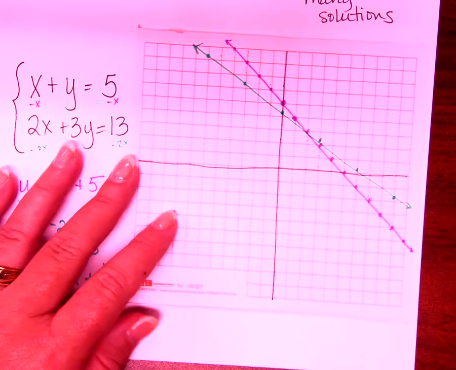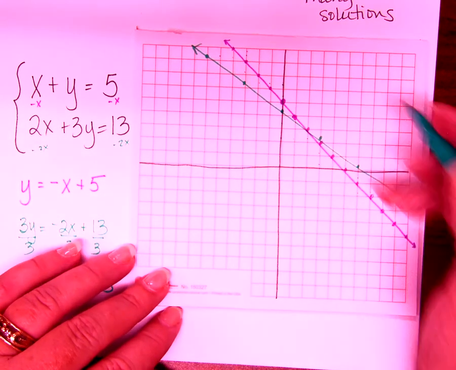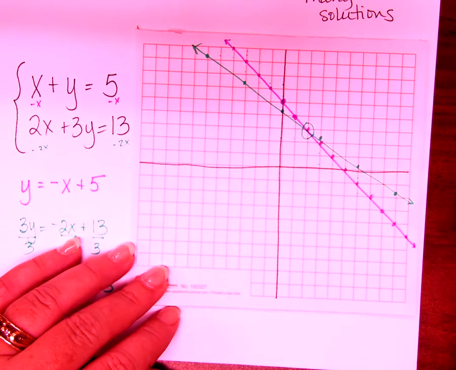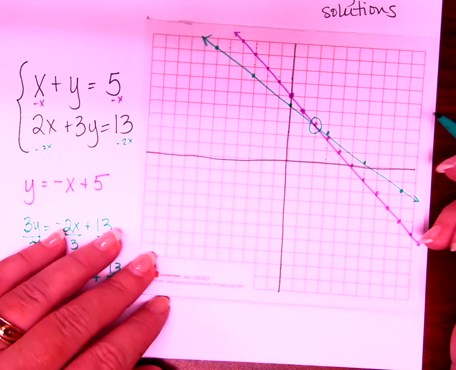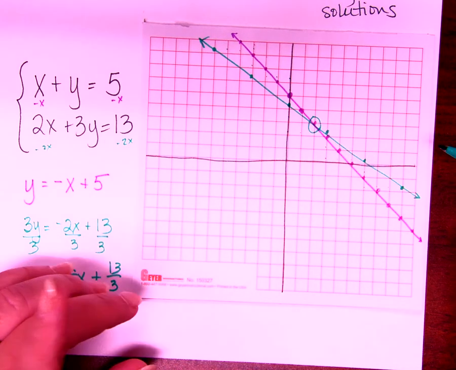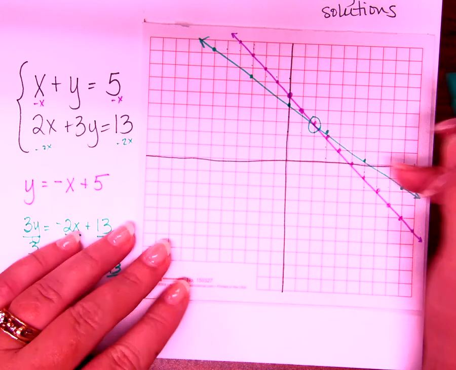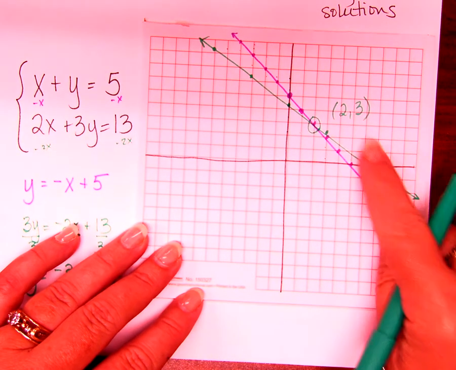And then I just hope it crosses somewhere. Can you see where it crosses? Right there. So is that my answer? You have to write the point, right? What's the point? 2, 3.